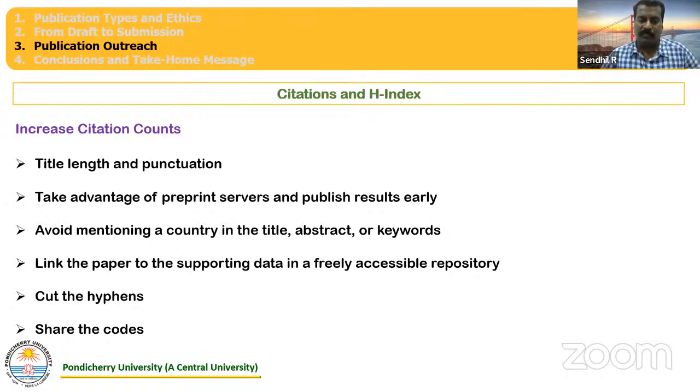But try to avoid hyphens. Try to share the code. Code means the analysis code. So you would have used some R code or data code or even SPSS syntax. If you share the codes, then automatically readers will be excited to try them. Then if they find it exciting, they will cite you. These are some of the ways and means through which the paper citation can be increased.